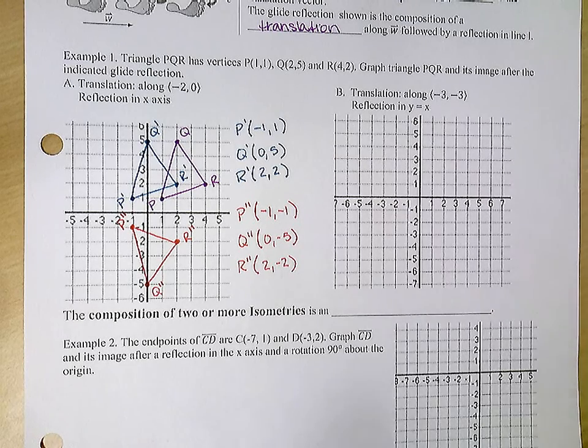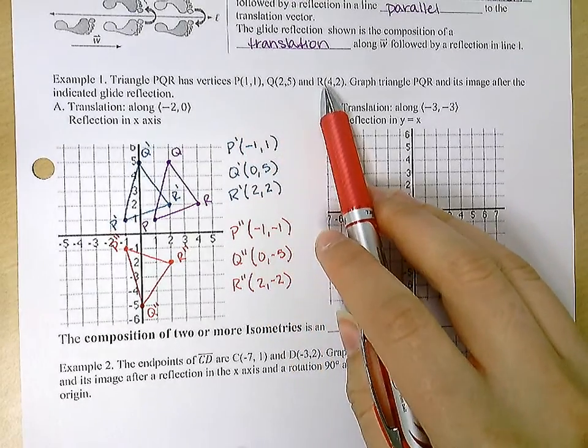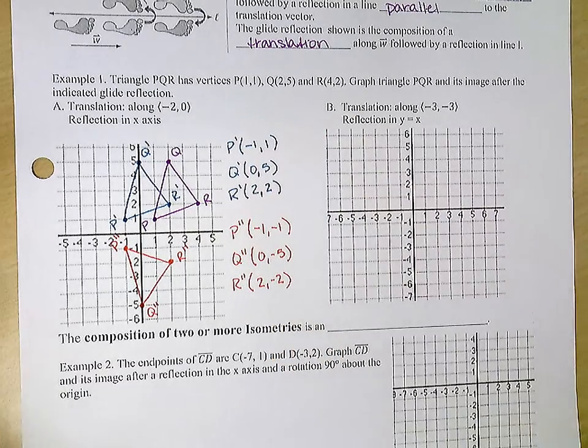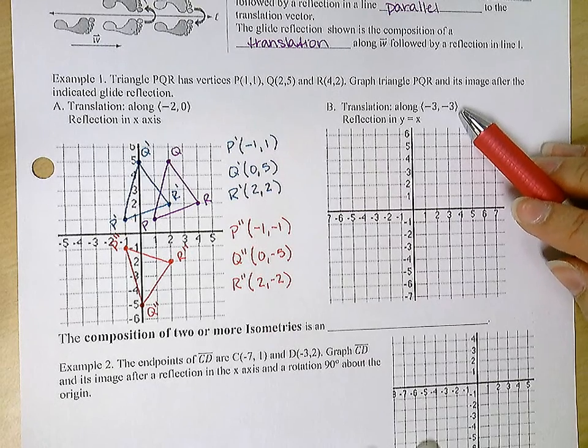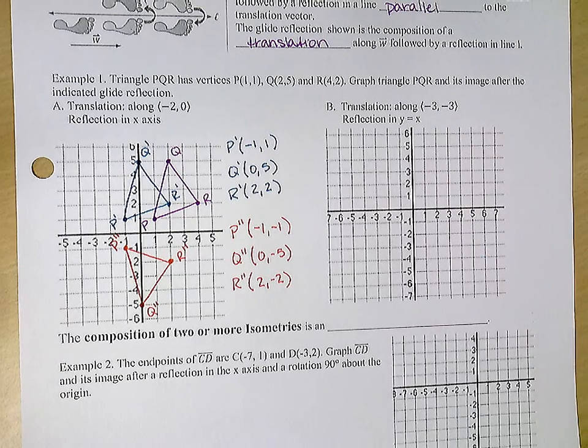Okay, I'm going to have you guys do letter B. Now, in letter B, you're still using these points P, Q, and R as your pre-image. Okay, so graph those points and then find your translation. Okay, find your image after that translation, and then find that image after the reflection.